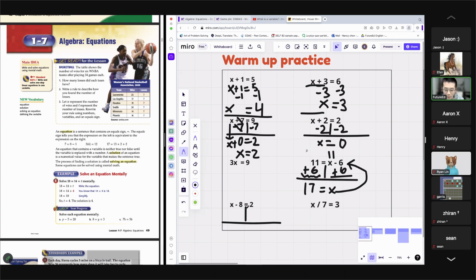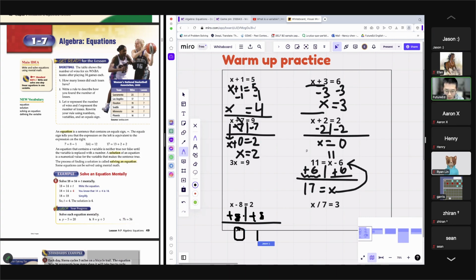Yes. So in this case, remember first we draw the upside down t, and then the reason we need to add 8 on both sides is to get rid of that -8, right? Is that correct, Jason? Yeah. Yes. So what do you get on the left side?